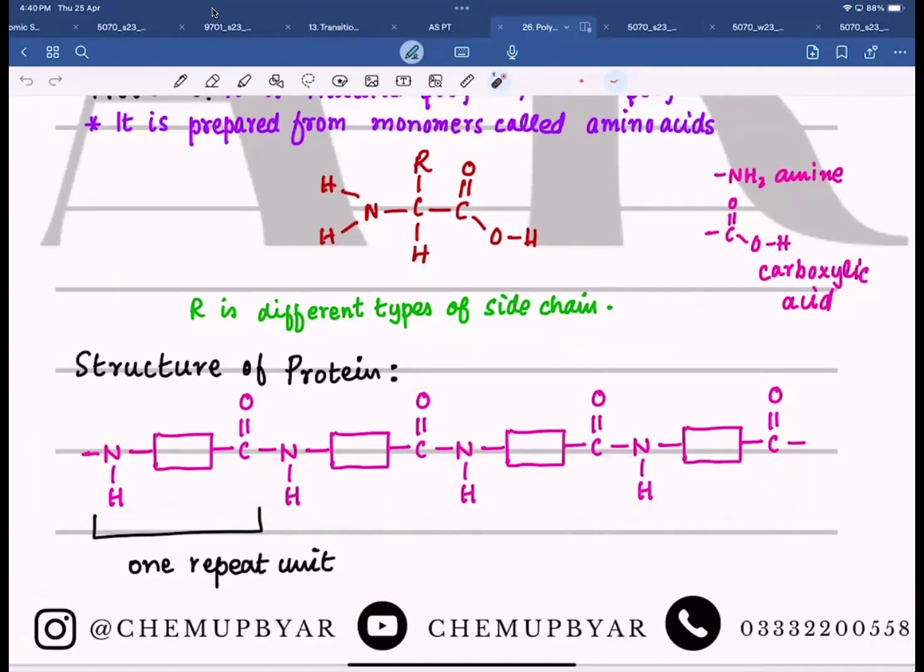This R is bonded to this carbon, RCH. This is a carbon which is bonded to four groups: NH2, R, H, and COOH.